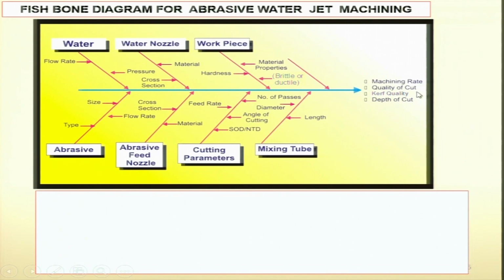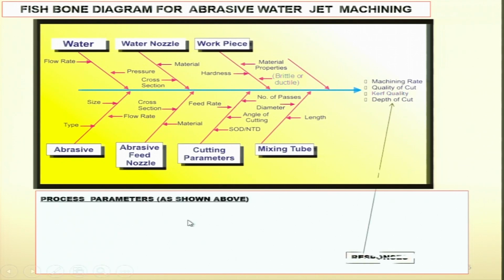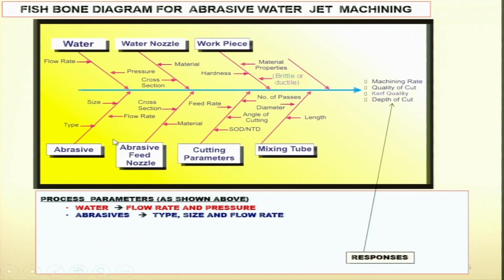And here are the responses which you are normally going to measure, that is the machining rate or material removal rate, quality of the cut, kerf quality, depth of cut. In quality of the cut you can have the dimensions also so that you can get the tolerances or the dimensional accuracy. Now process parameters as shown over there, responses are there. Water, you have flow rate and pressure. Abrasives type, size and flow rate are there.